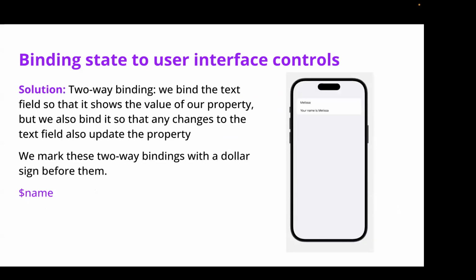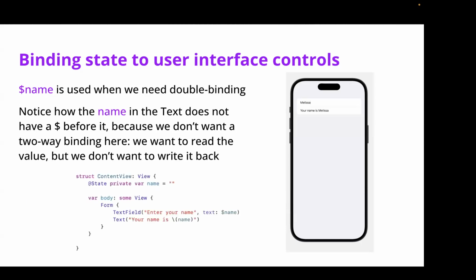And the solution is two-way binding. If we bind the text field so that it shows the value of our property and also allows changes back to the property, then it won't error. We mark these two-way bindings by adding a dollar sign before the name. So if we write $name, it shows that this is a two-way binding. You can show the text and also write back to name. Once we do that, it'll look like the visual on the right.